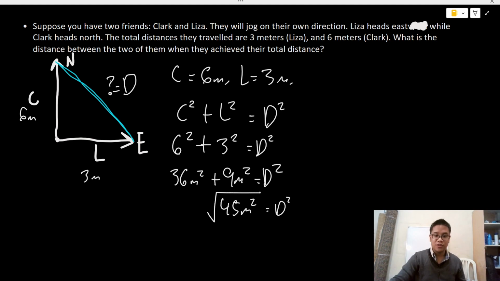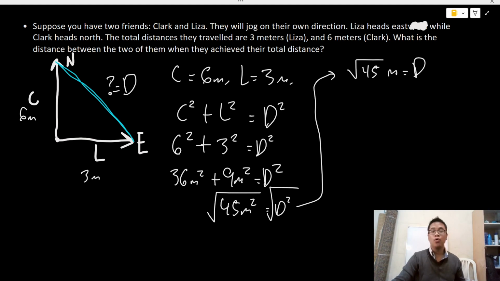So let's find now your D. You're going to square root both sides. You will have the square root of 45 meters is equal to D. Or we can simplify this one because 45 is the same as 9 times 5. And like what I told you earlier, we can separate these two factors with their own root.